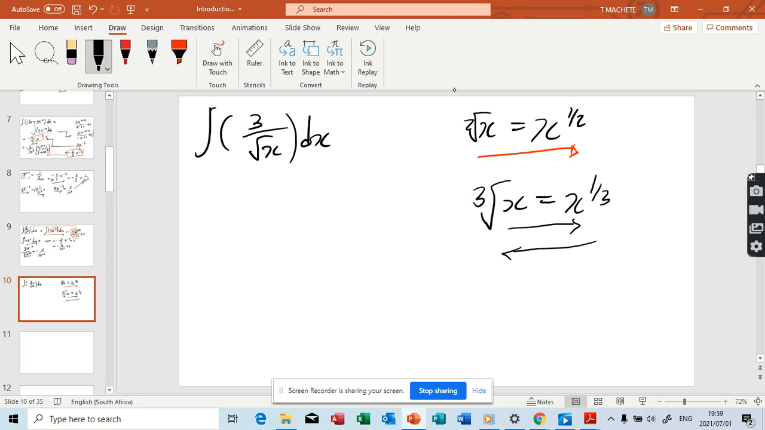Do you guys understand whatever I'm doing now, whatever I'm saying? If you get your answer in this form after integrating, you have to take it back. If they say simplify further, you have to take it back to this format, to cube root of x. Got it? Even if it's 4, it's very rare to find 4 there.